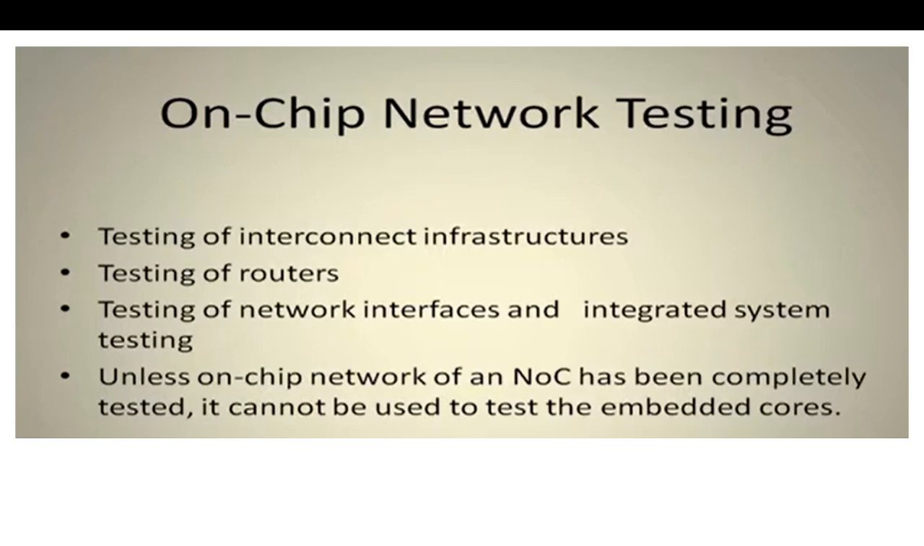On-chip network testing. Testing of the interconnect infrastructure. First we have to test the interconnect, then the router, and then the core, followed by testing of the network interface and integrated system testing. Unless the on-chip network of an NoC has been completely tested, it cannot be used to test the embedded cores. Before also we said that first we have to test the router, then the core.